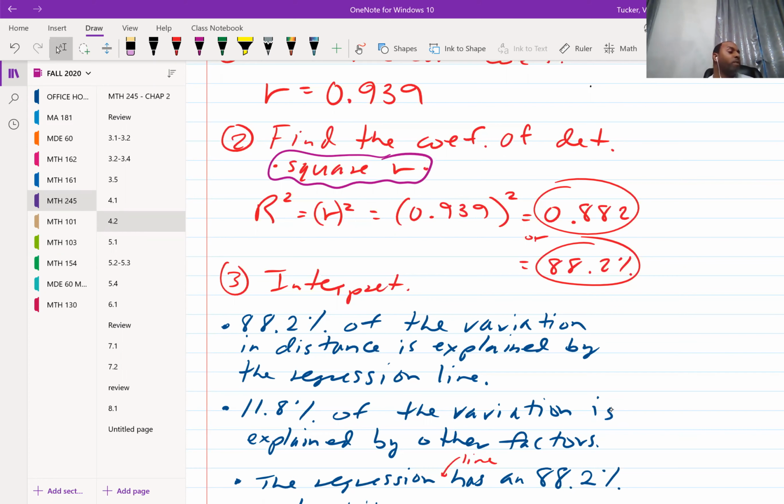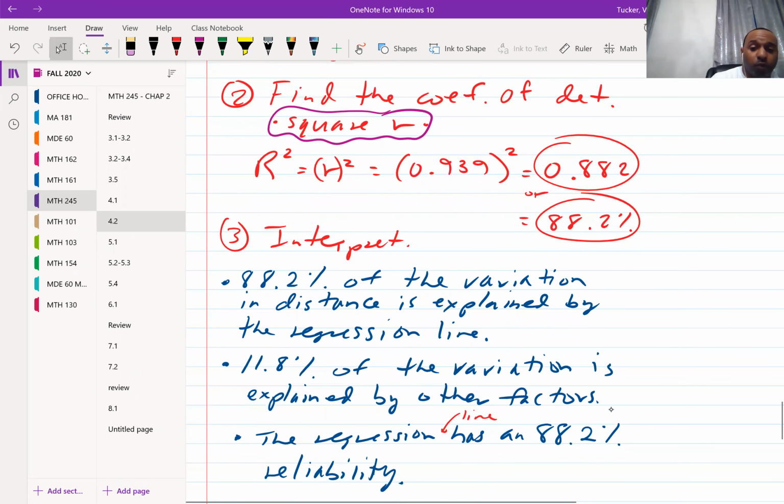So in other words, you're talking about hitting a golf ball outside, anything could come into play. Wind could blow, the friction in the air. You might have twisted your hip one way that you didn't do the other way. Anything could be a reason as to why the regression line isn't as accurate as it would be 88% of the time. And so that just means that the regression line has an 88.2% reliability. So 88.2% of the time, the regression line should be correct in its prediction.